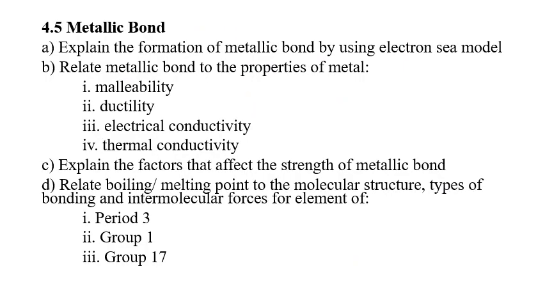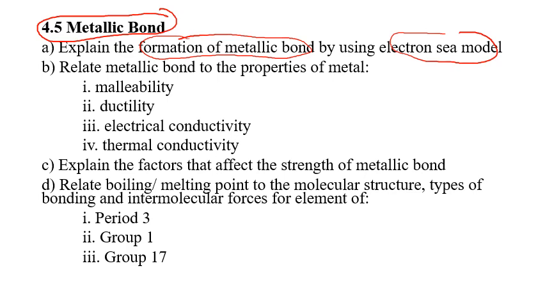The next 2 tutorial questions will be related with the metallic bond, where we need to know how the metallic bond can be formed, and we will relate to the electron sea model. And then we also need to know what the properties of the metals are, and we explain what the factors are that will influence the strength of metallic bond. Next, we are going to relate the melting and boiling point based on the molecular structure in elements in period 3, group 1 and also group 17.